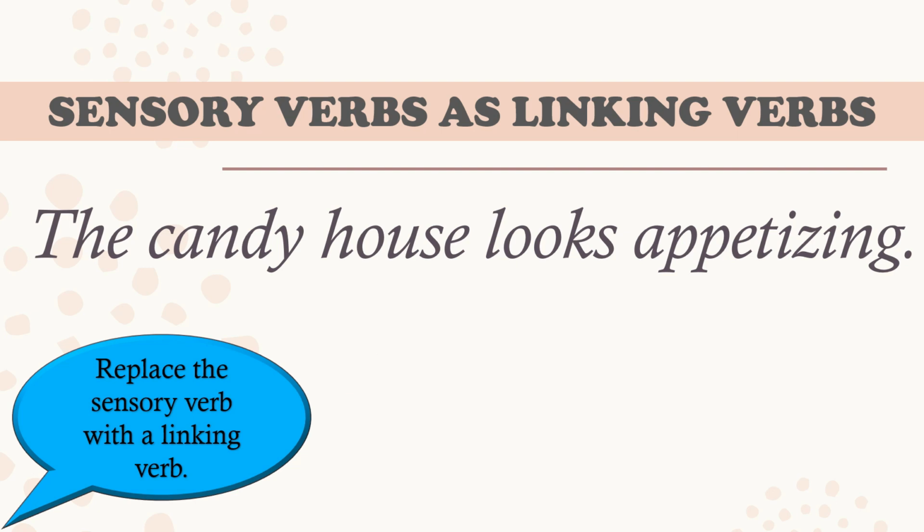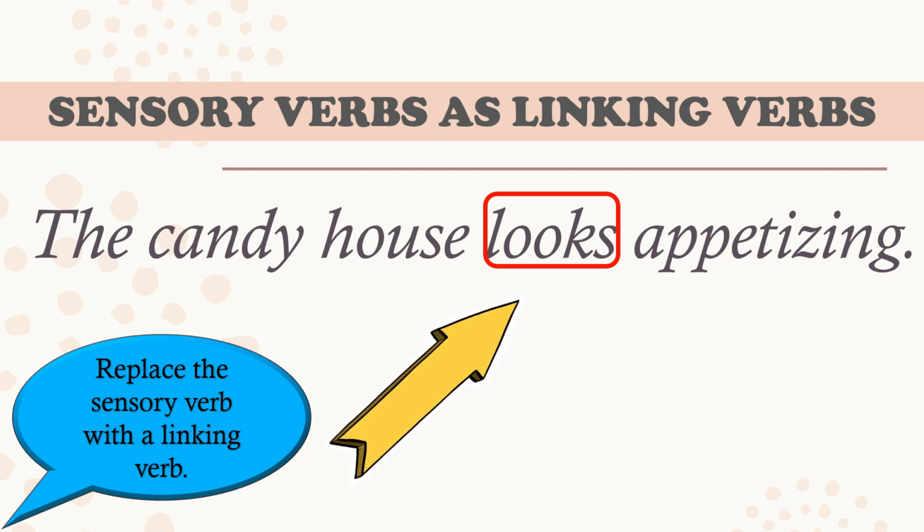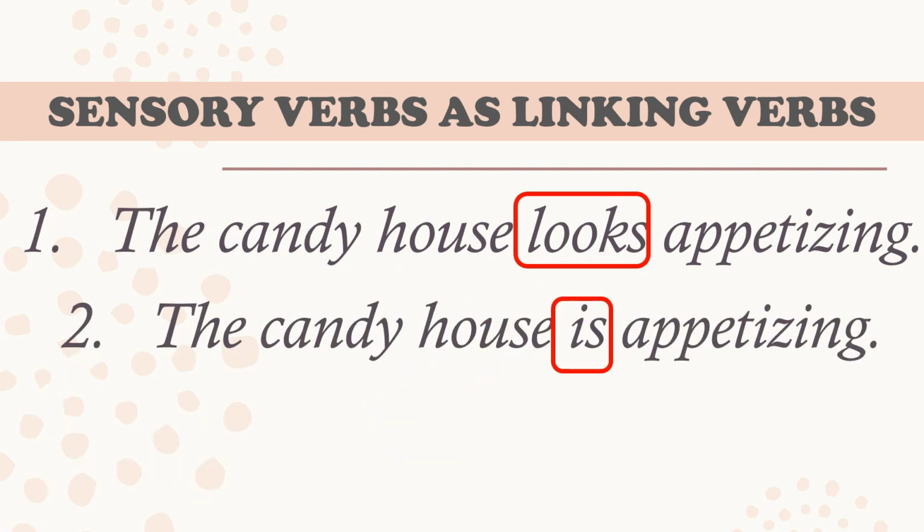Now, let's analyze the sentence and pick out the verb used. The candy house looks appetizing. Now, let's pick out the sensory verb. Looks is a singular verb. Now, we have to replace it with a singular linking verb as well, since we have here the singular subject, which is house. Now, let's try to put is and check if this will be appropriate. Let's read it. The candy house is appetizing. Do you think that this sentence has the same meaning as the candy house looks appetizing? Yes, they mean the same thing. They have the same thought. So meaning to say, the verb looks in this sentence is acting as a linking verb.